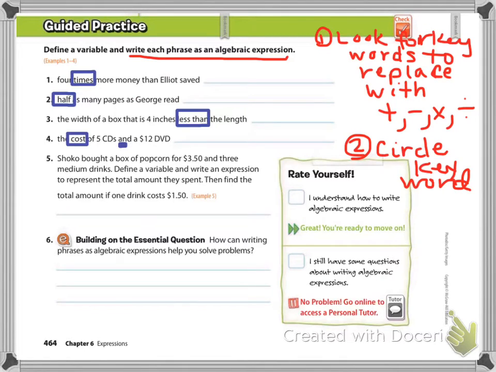Now this is the guided practice that goes with lesson 6.4. Lesson 6.4 was practicing all of the key words that you would replace with a mathematical operation. So there are keywords to tell you to add, subtract, multiply, and divide. And we made a list of these, and they're in your workbook. You also watched a video. They're in your notebook if you kept the notes like you're supposed to.